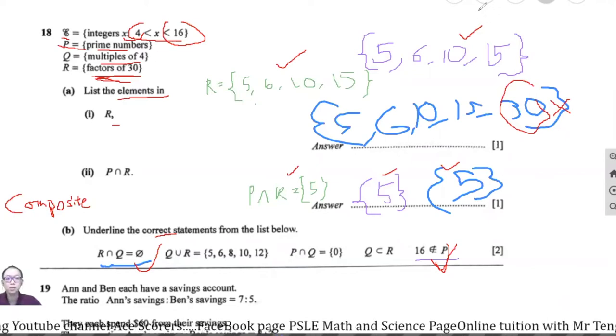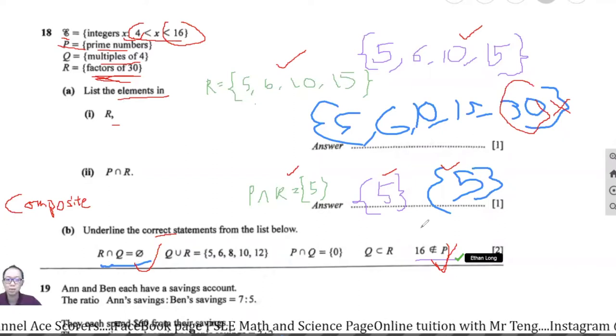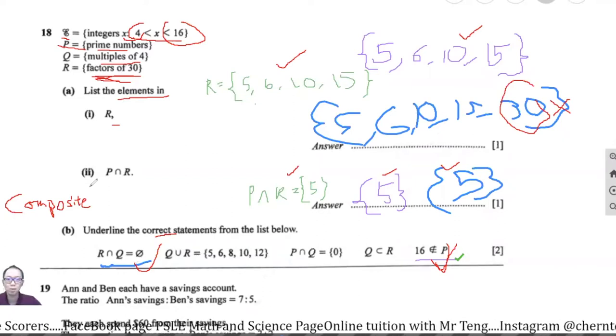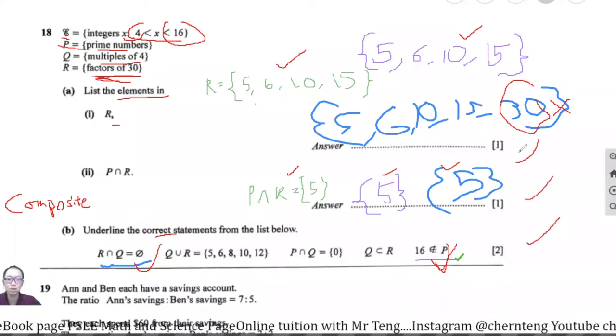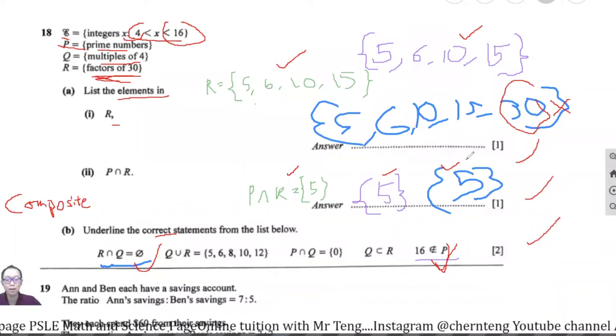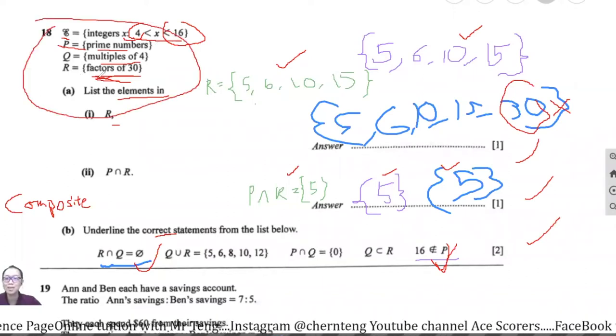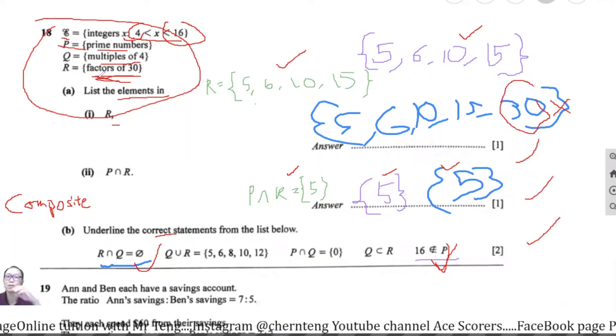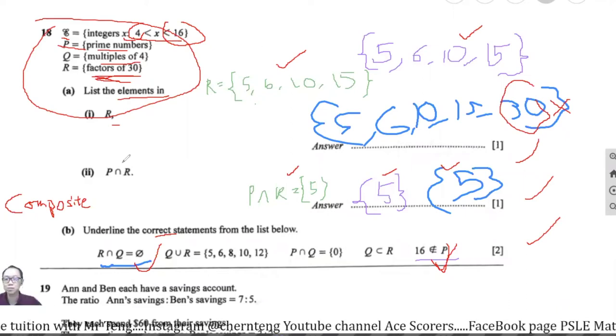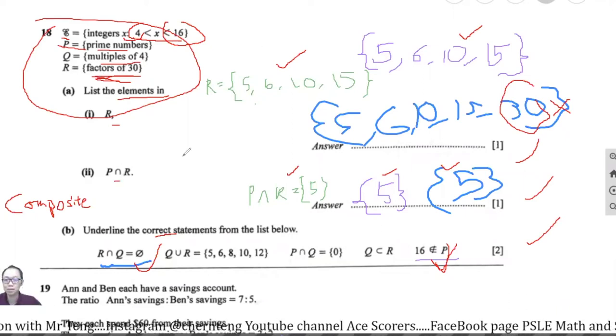Okay, let's take a look at the next one. Are we all okay with this? Part one, part two, and B, right? These are unmarked questions, 1, 2, 4 marks, we've got to get them all correct. Now if you don't know this one, most of the time it has to do with the sign. That means you don't really understand what this thing means.